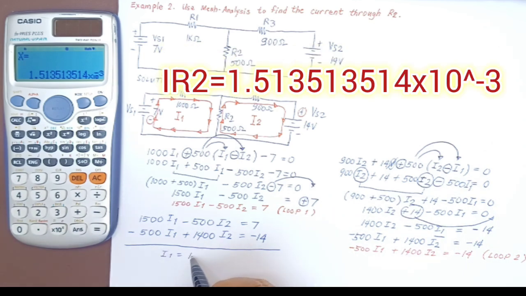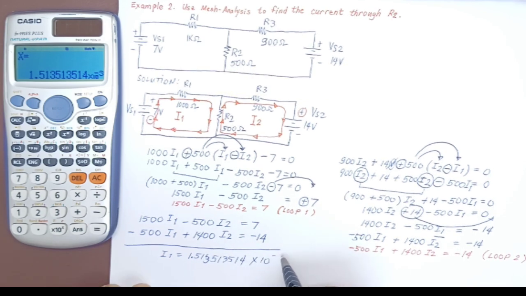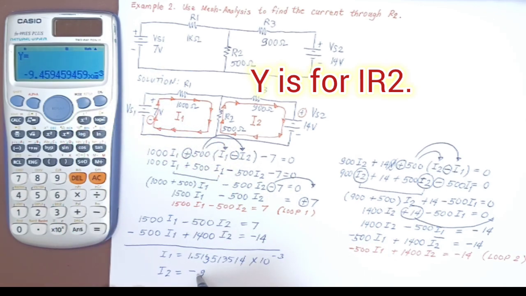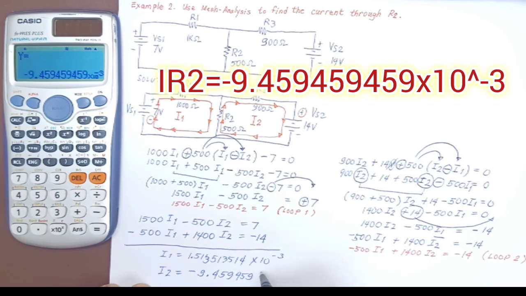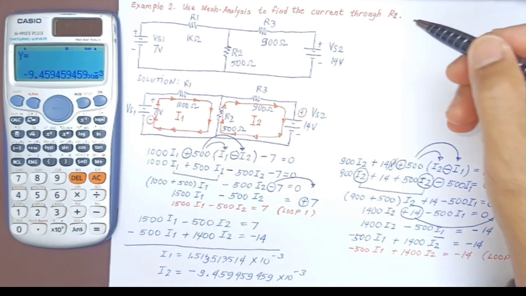1.513513 times 10 to the minus 3 amperes. And there you go. That's how easy it is to get the value for I1. And for I2, just press the equal sign. You will see the letter Y, which is minus 9.459459 times 10 to the minus 3. Of course, you don't really need to write all of the numbers. It depends on your preference if you want 2 or 3 decimal places.